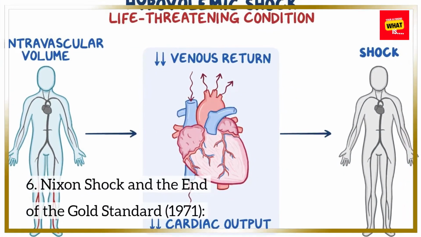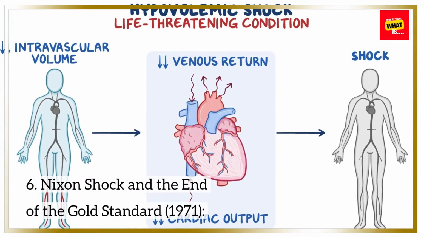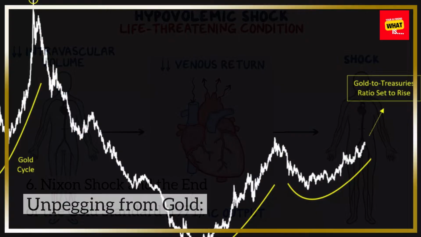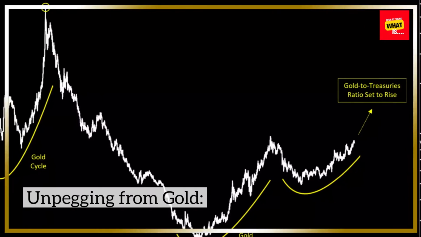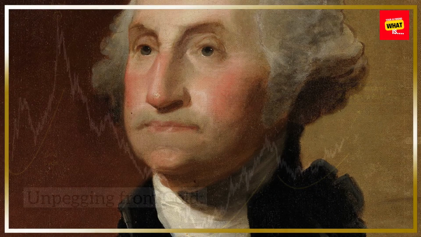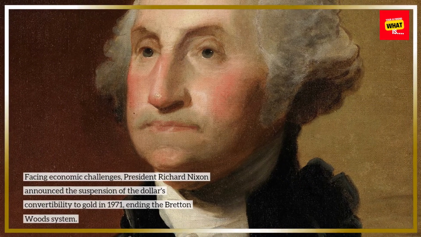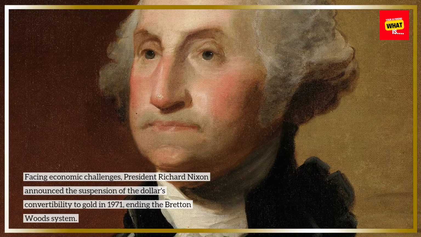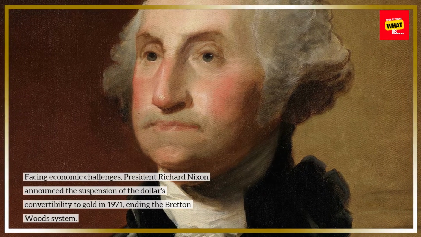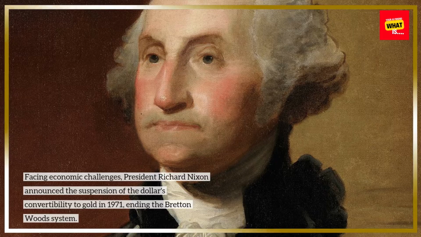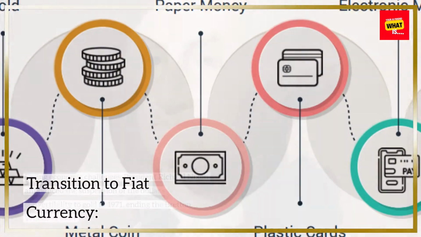6. Nixon shock and the end of the gold standard, 1971. Unpegging from gold. Facing economic challenges, President Richard Nixon announced the suspension of the dollar's convertibility to gold in 1971, ending the Bretton Woods system.